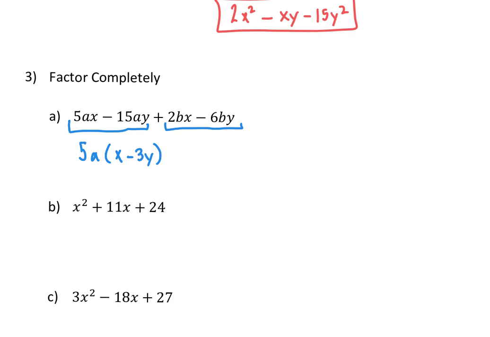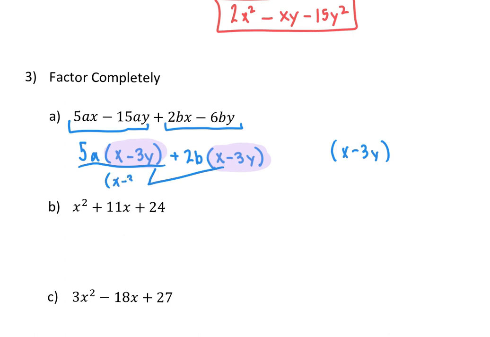On my second group, we can factor out a positive 2b. If we factor that out, we are left with x minus 3y also. Okay, so then once we do that, we can see we've got the same binomial in each of my groups. So what we can do is factor that binomial out from each of the groups. So if I factor out the x minus 3y from each group, I'm dividing it from this group, and I'm dividing it from this group.